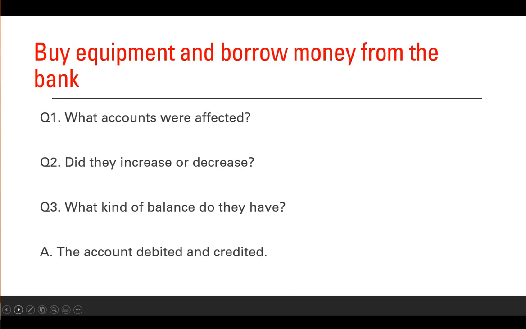First, you buy equipment and borrow money from the bank. What accounts were affected? Here you see equipment, which gives you a hint. Equipment was affected. You borrow money from the bank, and we call that a note payable. You sign a note, you borrow the money from the bank. So equipment and notes payable were affected.